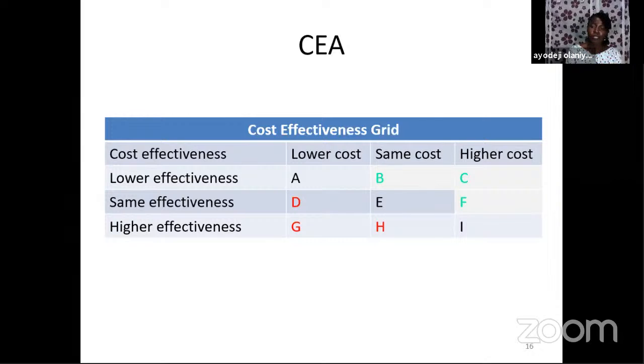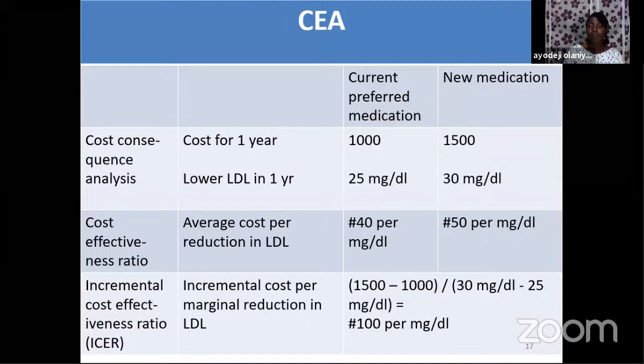formulary or not. Then we find out that A has lower cost and lower effectiveness, and I has higher cost and higher effectiveness. But you find out that most new drugs that you might consider adding to your formulary or your essential medicine list, most of them come with higher costs. So to calculate this, other methods of calculating cost effectiveness analysis should be employed, as we can see in this next slide.